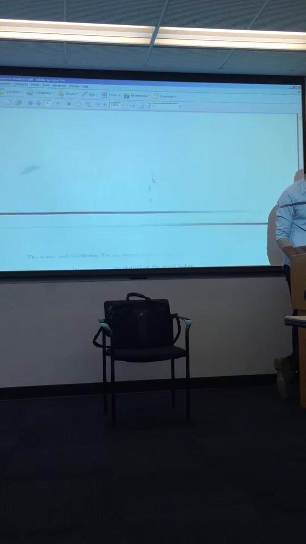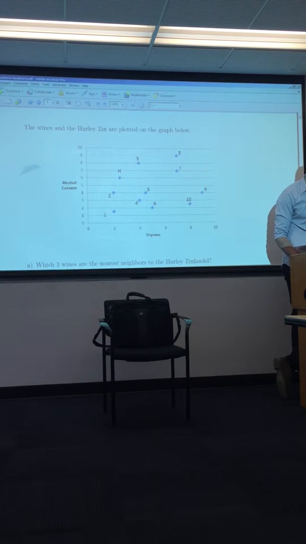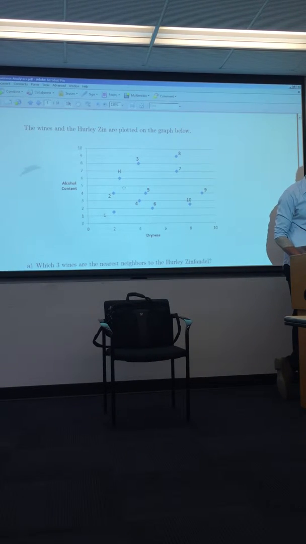So one thing they did here can actually be helpful, but we're not going to do it this way. They can actually do it graphically. So I can see alcohol and dryness, and I can just look which distance is the closest. Which are the two wines that are closest to Harley? Two and three. We'll do it with Excel, but let's just do it qualitatively for a second. Two and three are the closest.